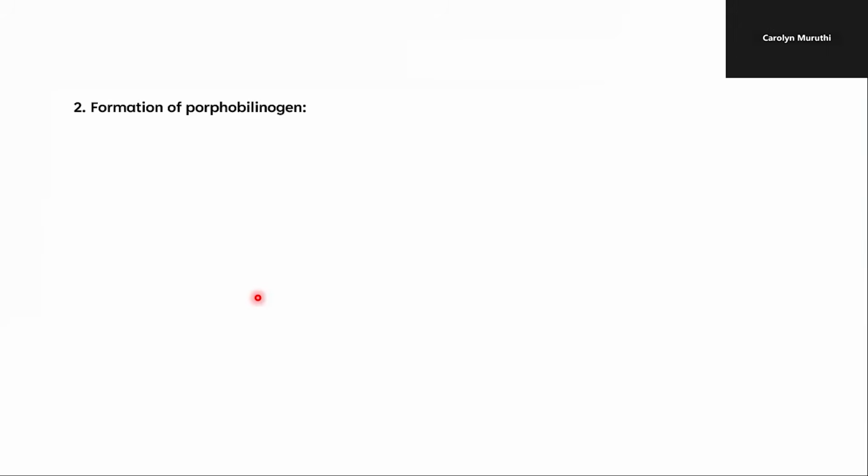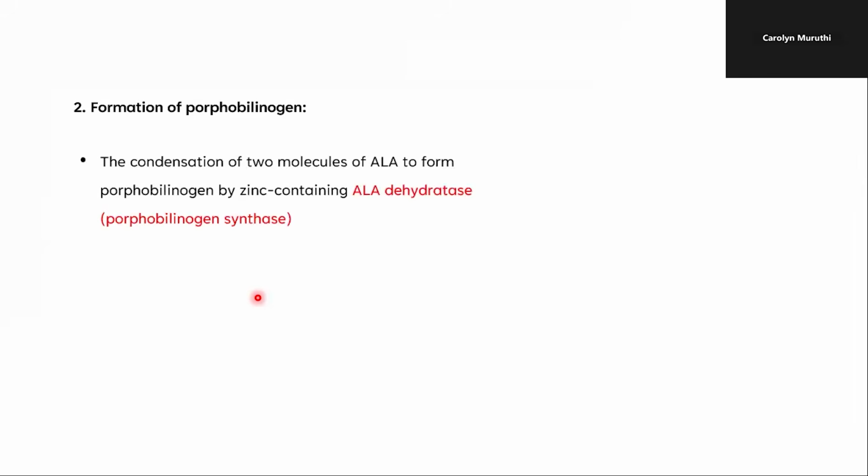The delta aminolevulinic acid formed in the mitochondria then moves out into the cytosol for the second step, where 2 molecules of delta aminolevulinic acid condense to form porphobilinogen. This reaction is catalyzed by a zinc-containing enzyme known as ALA dehydratase, also known as porphobilinogen synthase.